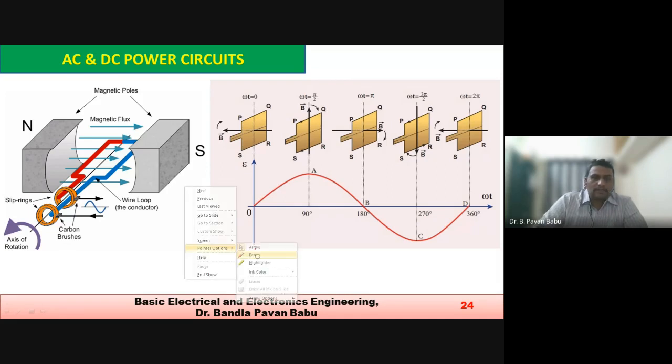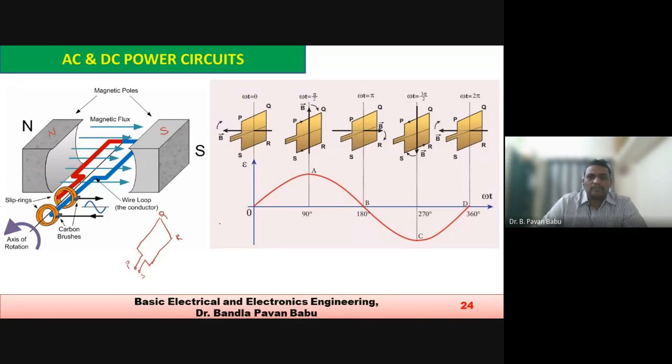There are two permanent magnets. This is the north pole and this is the south pole. Just consider a coil, like this. These are the two ends. Let us consider the points P, Q, R, S. This is the position.